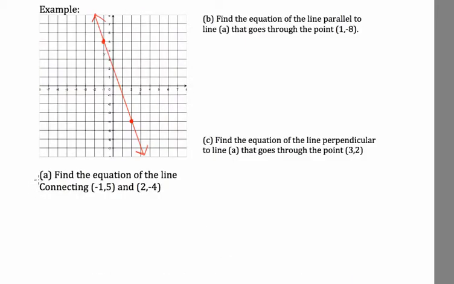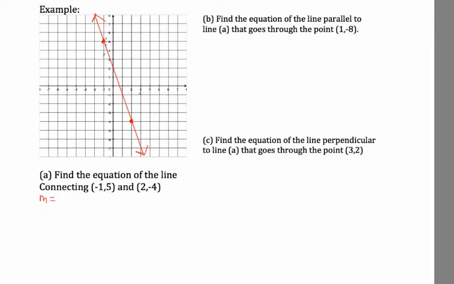So let's do some problems. First, part A. Find the equation of the line connecting -1, 5 and 2, -4. The first thing I've done is I've graphed that line. I drew the points -1, 5 and 2, -4 and connected them with a line. I don't have the y-intercept, so I'm going to use point-slope form to find the equation of this line. And the first thing that I need if I'm going to use point-slope form is the slope. So I'll find the slope.